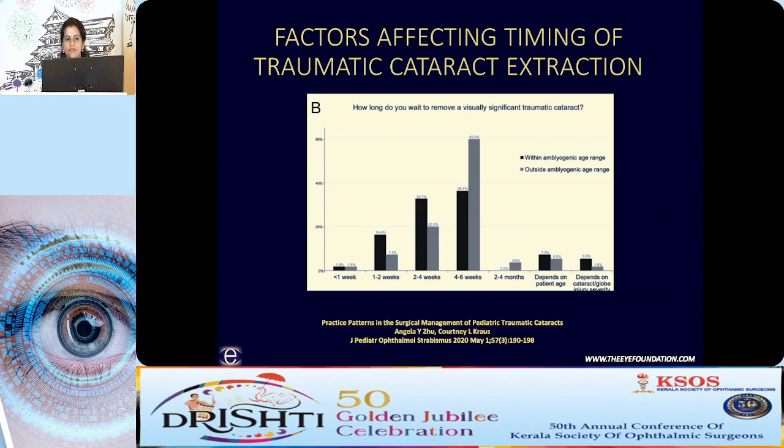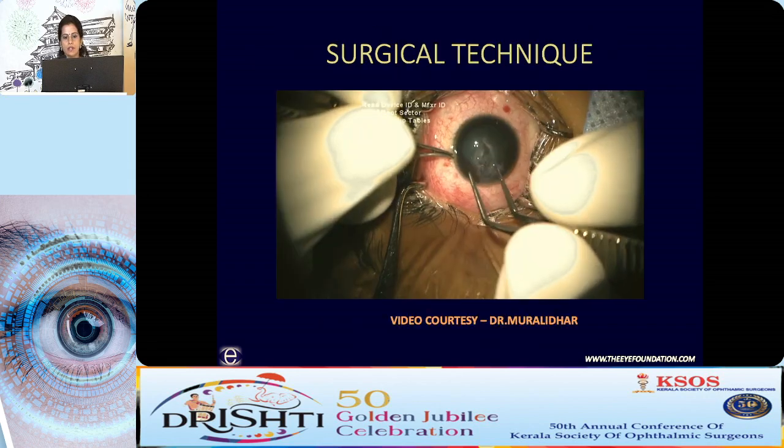So the factors affecting the time of traumatic cataract extraction: if there is a severely compromised anterior capsule and an intumescent lens, we need to do a cataract lens aspiration at the time of corneal tear repair, whereas we will wait maybe a few weeks before we plan for a secondary intraocular lens.